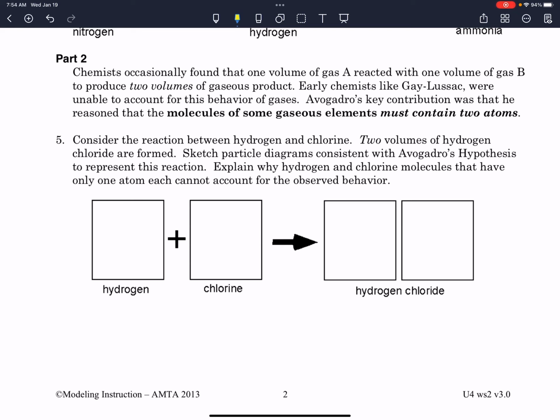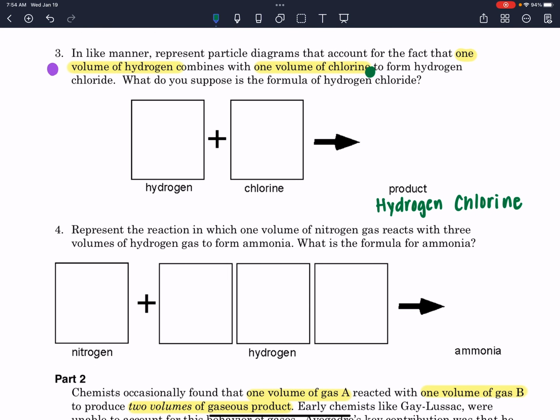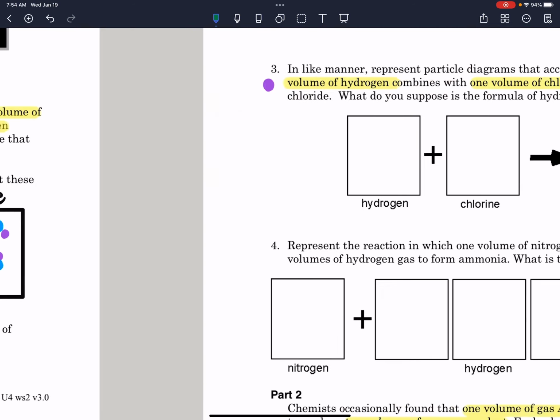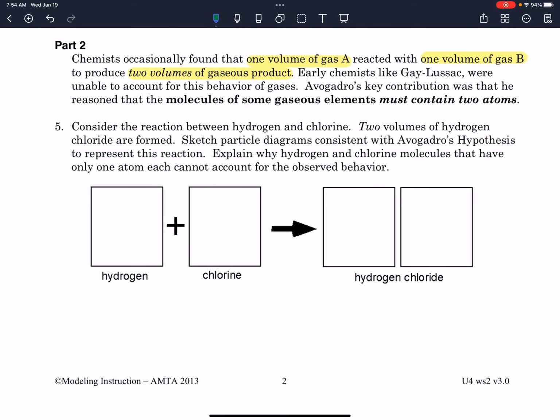Part 2, you're doing the same thing you did in part 1, except we're considering one key thing. Chemists occasionally found that 1 volume of gas A would react with 1 volume of gas B and make 2 volumes of product. And that was kind of confusing because 1 and 1 typically made 1 volume, like you'll see with hydrogen chloride, typically. Just like we saw with water, only 1 volume was typically produced. So when 2 volumes was produced, it led chemists to be a little confused. And what they discovered is what we have already known, is that molecules contain more than 1 atom and oftentimes contain 2 atoms.